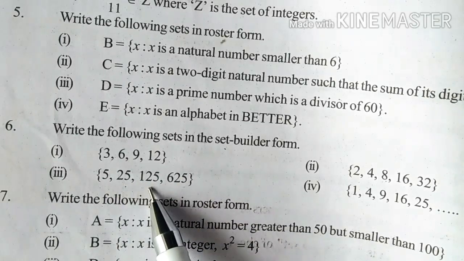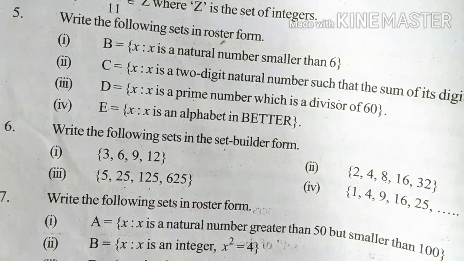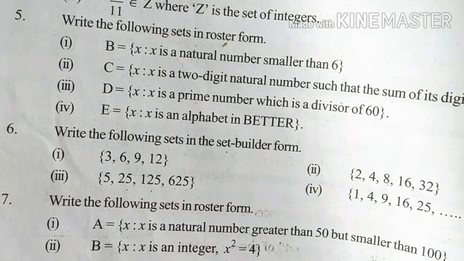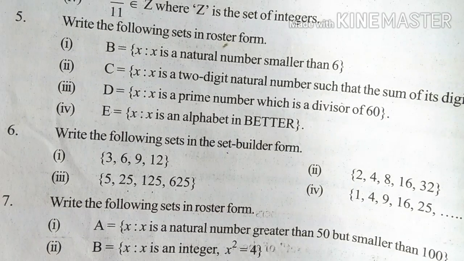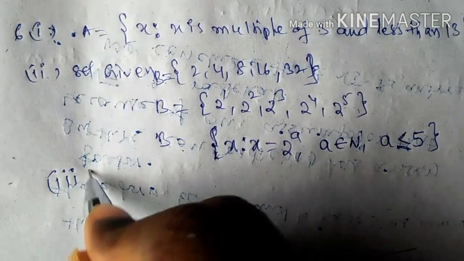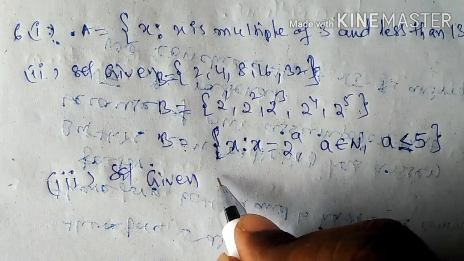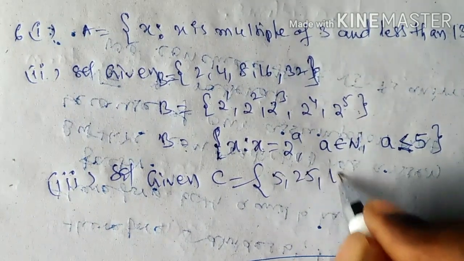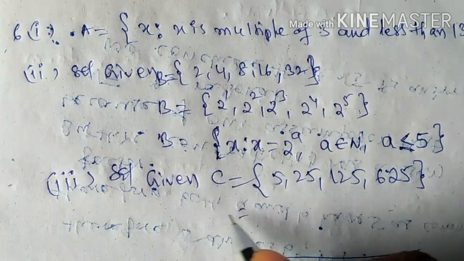5, 25, 125, 625. So it is also same like that only, but the base here is 5. Base is here 5. So I am going to write directly. Third question, solution given. Set C is equal to 5, 25, 125, 625. So I am going to write this.